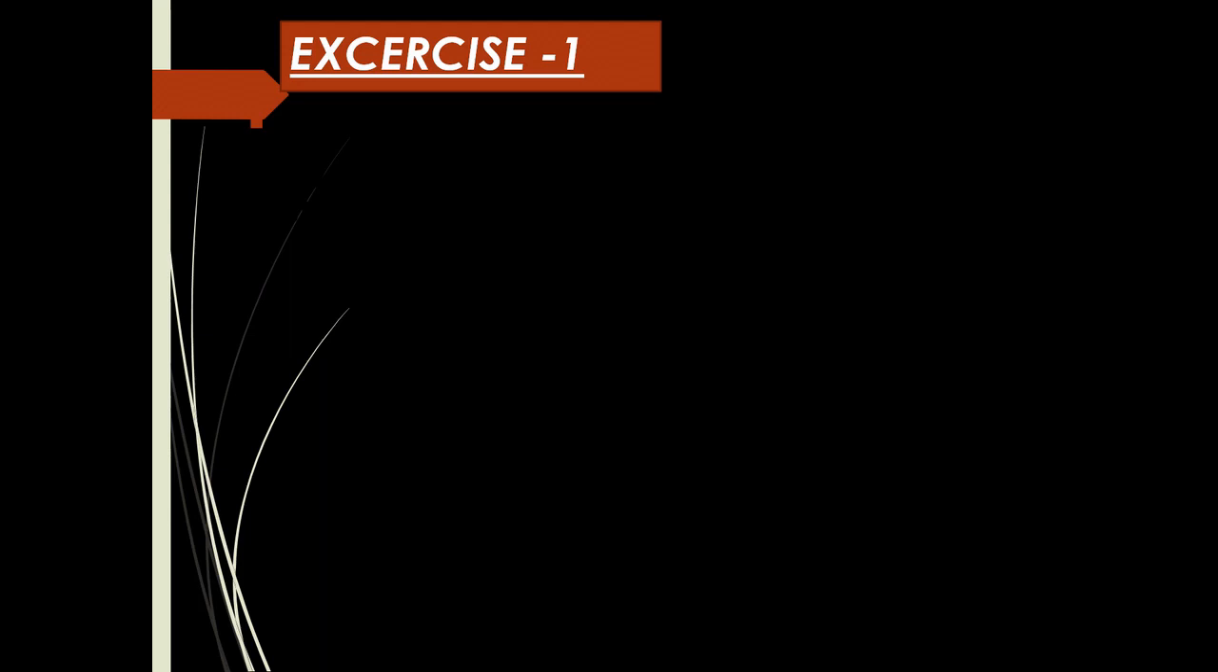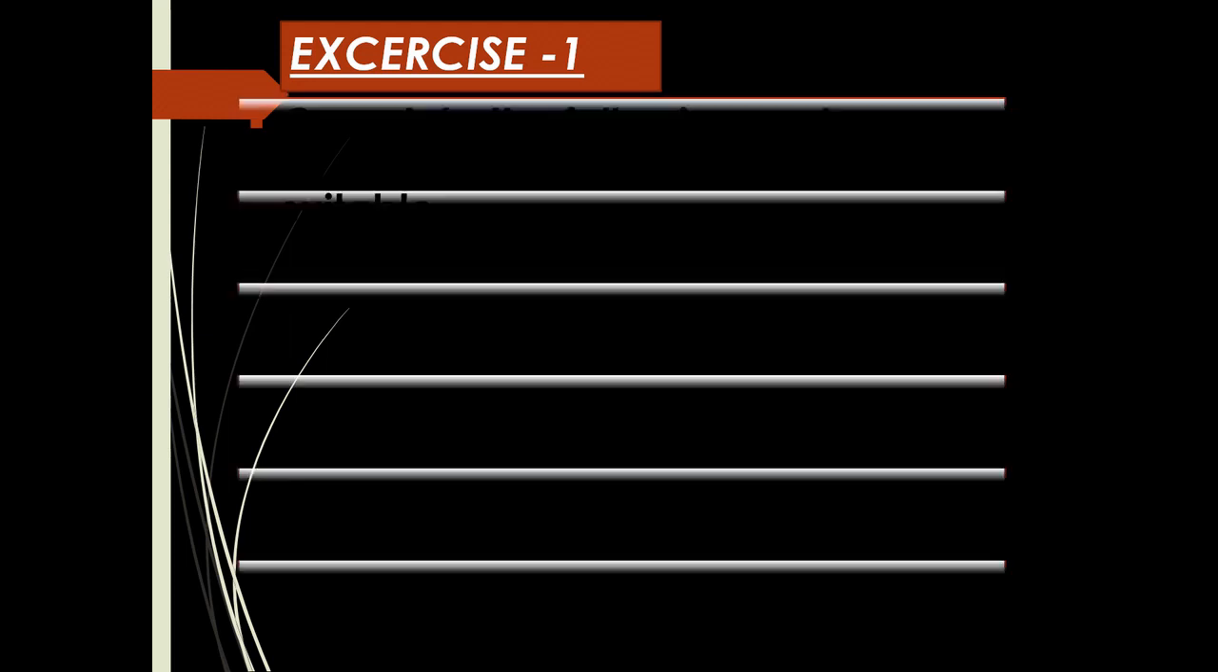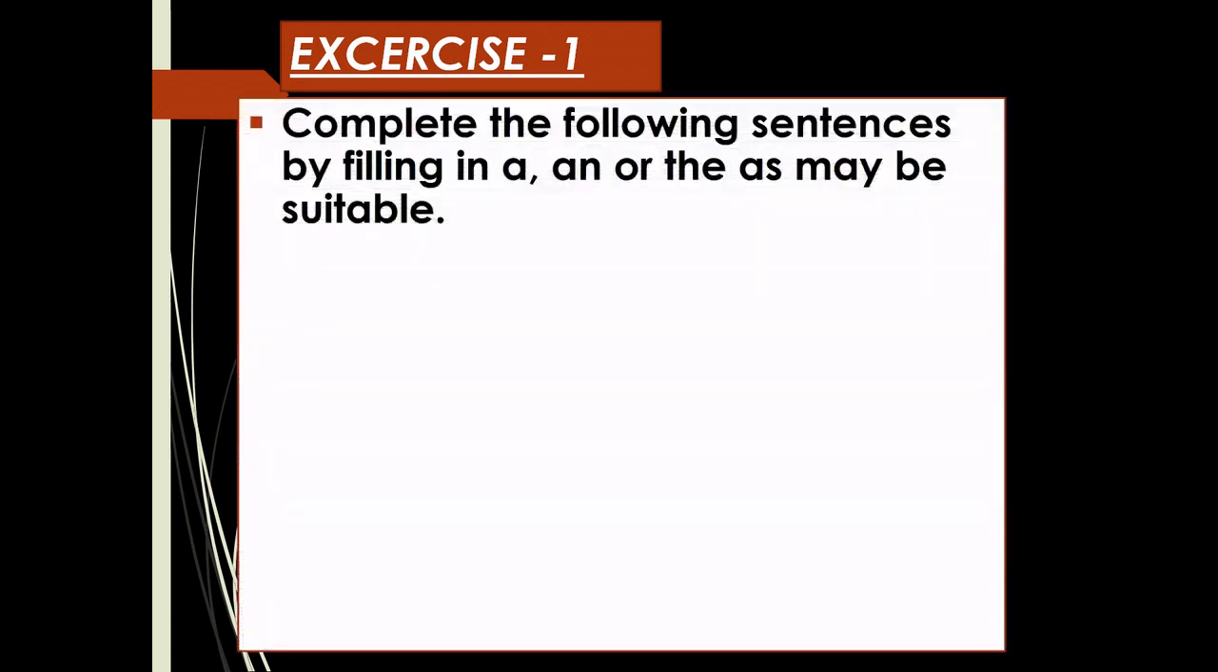In lecture 1, as I have explained to you the uses of articles, that is, a is used with consonants, an is used with vowel sounds, a, e, i, o, u, and the is used with particular nouns. So let's see the first exercise. Complete the following sentences by filling in a, an, or the as may be suitable.